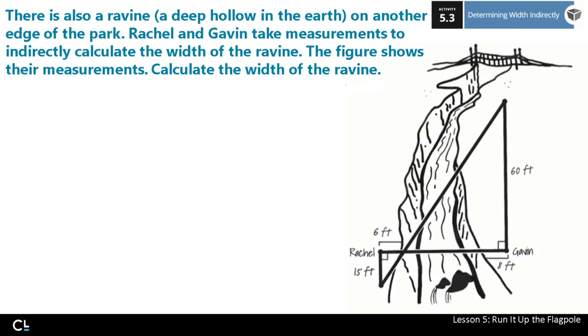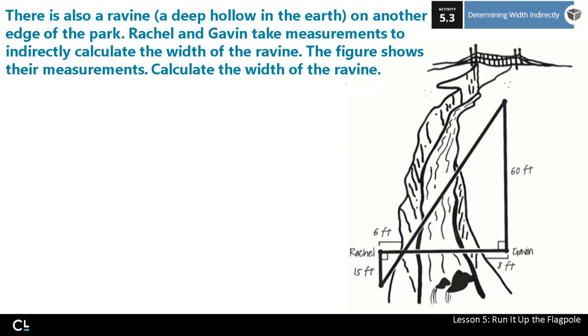So it says there's also a ravine, and a ravine is a deep hollow in the earth, right? On another edge of the park, Rachel and Gavin take measurements to indirectly calculate the width of the ravine. The figure shows their measurements. So let's look at what we have going on here. We have Rachel here, and they use the same situation. I'm assuming Rachel walks 15 feet down. We have Gavin here. Gavin walks 60 feet up. Because Rachel is 6 feet from the edge of the ravine, and then Gavin is 8 feet.